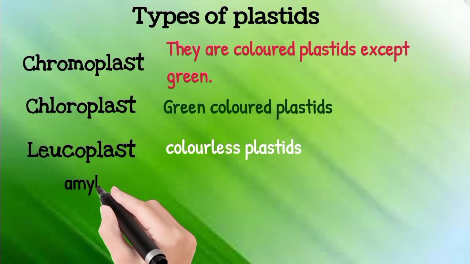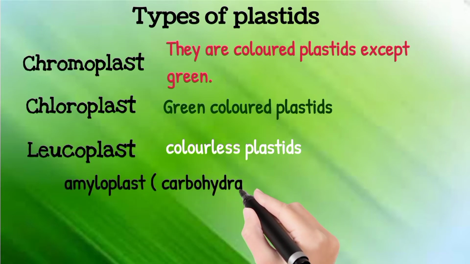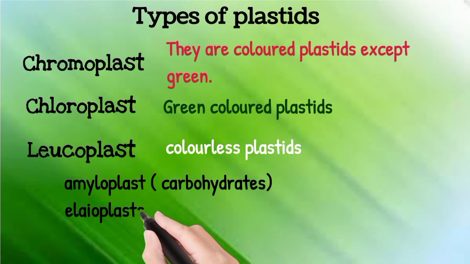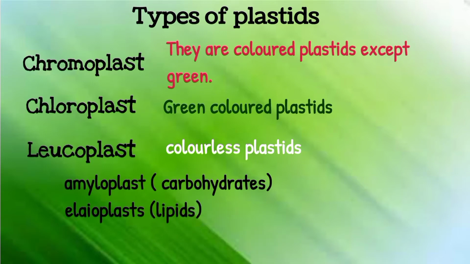Based on the food that they store, they are classified into amyloplast that store carbohydrates, elaioplast that store the lipids, that is the fats and oils needed by the plant, and aleuroplast, the plastids that store proteins.